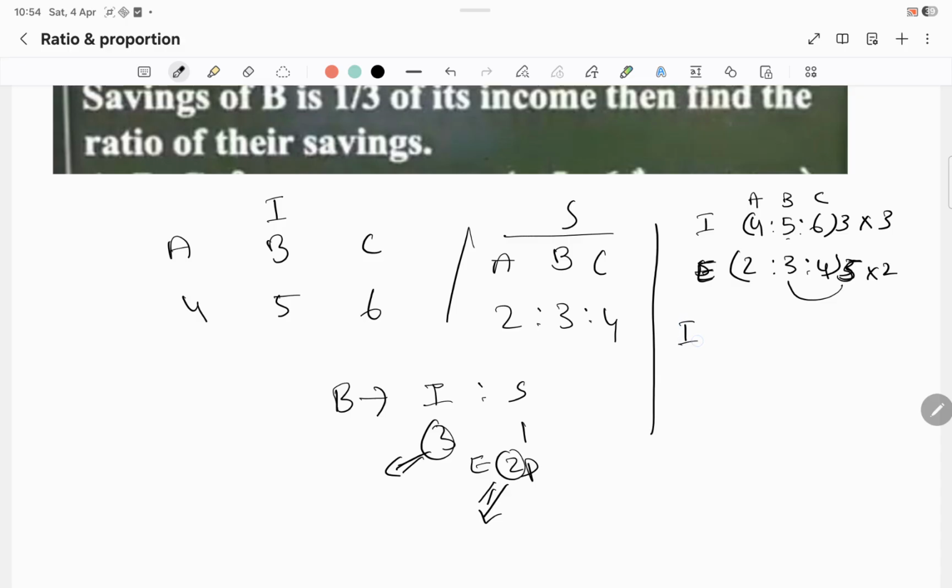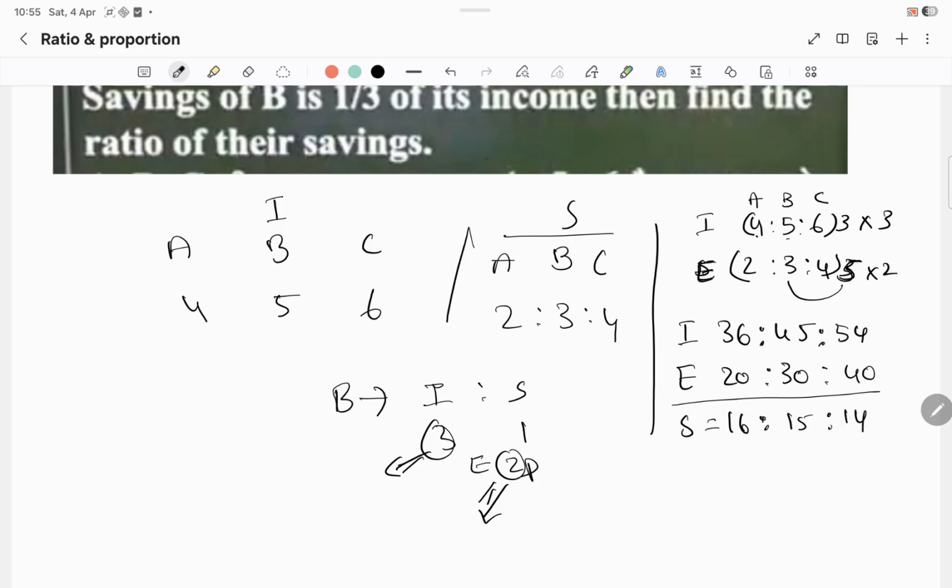So income, again I am writing, 4 into 9 is 36, then 5 into 9 is 45, then 6 into 9 is 54. This is the income. Now expenditure ratio, 2 into 10 is 20, 3 into 10 is 30, and 4 into 10 is 40. Then savings ratio will be, subtract income minus expenditure is saving, 16, 15, 14. 16, 15 and 14. Hope you understood this.